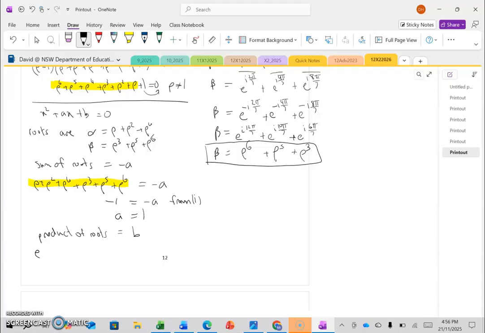So now we've got to do the product of rho plus rho squared plus rho to the power of 4, with rho cubed plus rho to the power of 5 plus rho to the power of 6. Now we've got to expand that. It's going to take us a bit of time to expand. It's going to be a lot of terms here. Start off with rho times the second bracket. Next, rho squared times the second bracket. And lastly, rho to the power of 4 times the second bracket.